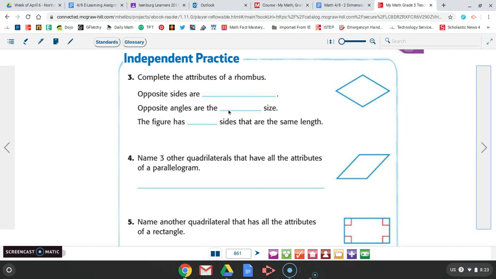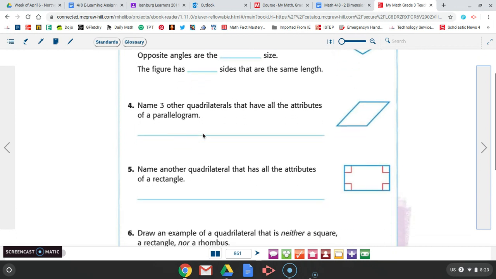So that should say same, because the opposite angles of a rhombus are the same size. Next one says the figure has blank sides that are the same length. Well, all 4 sides have to be the same in a rhombus, so we would put 4 in this blank.